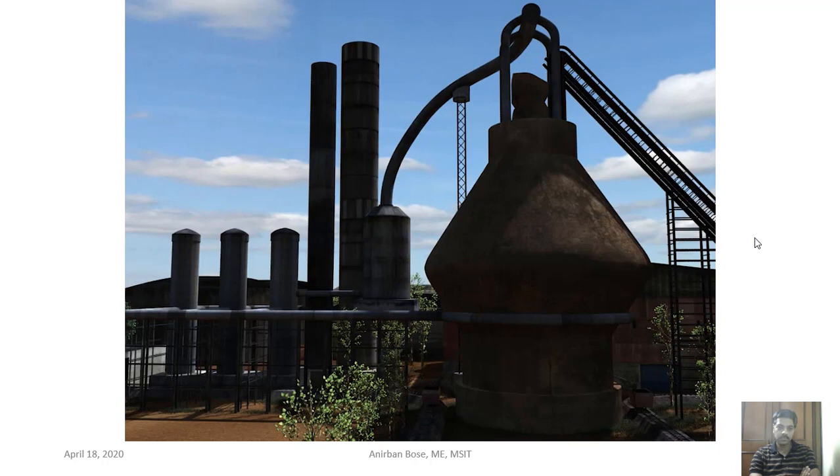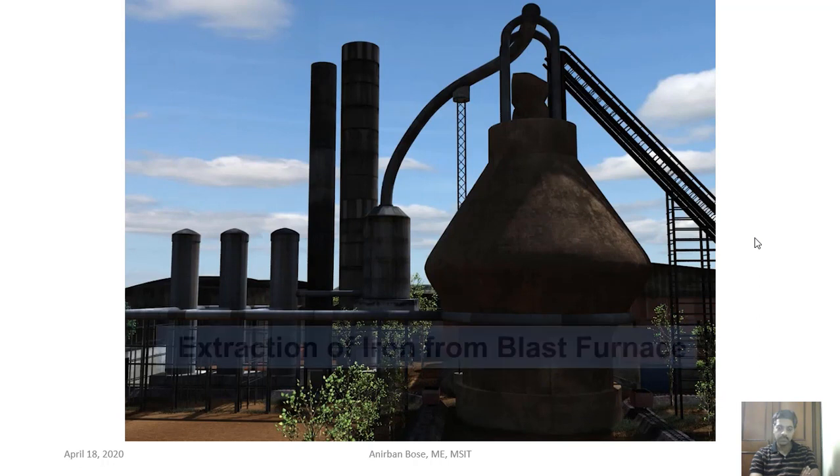The gas discharged from the gas outlet is passed through a dust catcher to remove suspended particles and then fed to the stoves to heat the air that is blown into the furnace. At the bottom of the furnace, there are 2 nozzles called tuyeres, through which hot air is blown into the furnace. This process is called blasting, and that is why the furnace is known as a blast furnace.